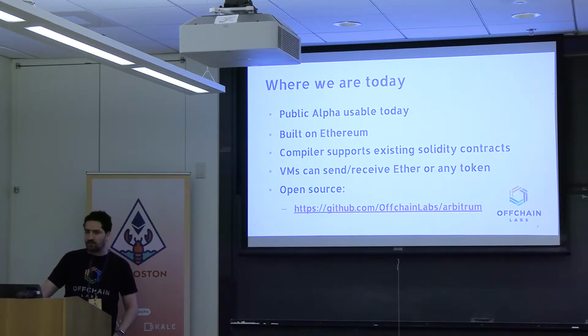So where we are today, there's a public alpha of Arbitrum that's usable today. It's a system of smart contracts along with node software that runs alongside Ethereum and on top of Ethereum in order to enhance it. We support running existing Solidity contracts on Arbitrum, which means that the learning curve is very low. And those contracts can send or receive ETH or any token, which means that this off-chain solution is still interoperable with all of the great on-chain things.